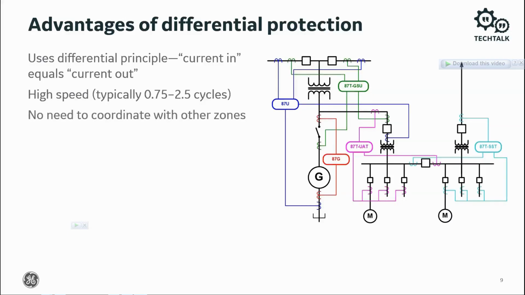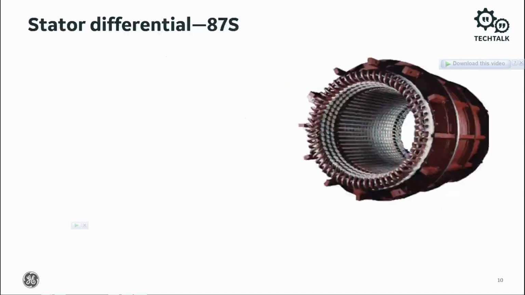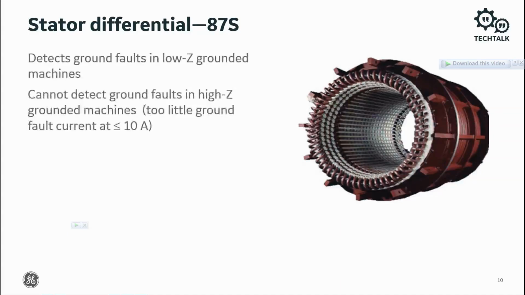There is no need to coordinate with other zones, and the main issue is security during CT saturation, when the signals from the CTs do not actually represent the power system current. Stator differential detects ground faults in low impedance grounded generators, but it cannot detect ground faults in high impedance grounded machines. There's too little ground fault current at 10 amps and less. We use other protections for this situation.